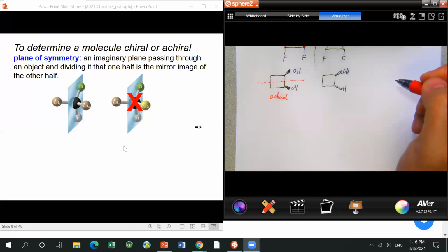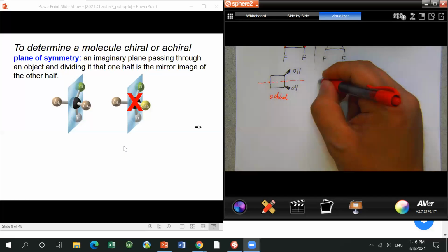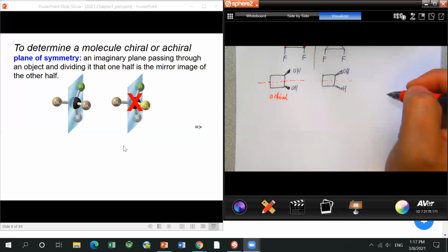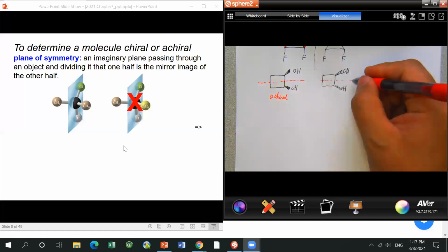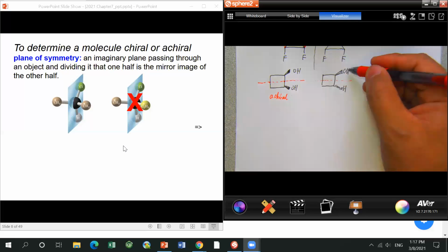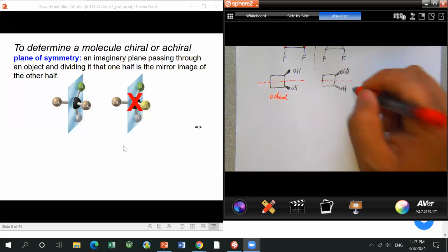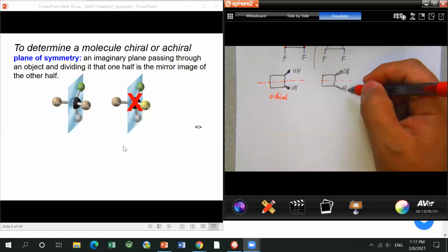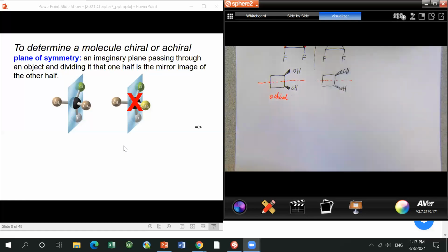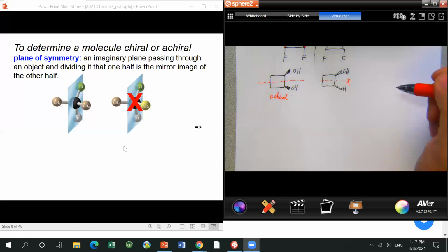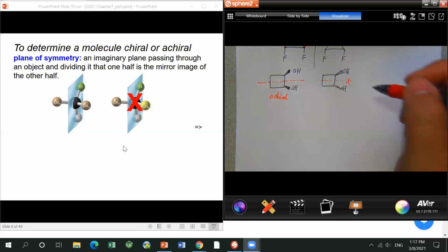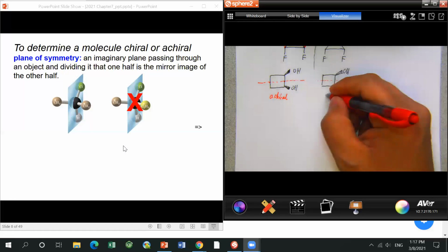But if we do the same thing for the second molecule, cutting in the middle of this molecule, this won't be a symmetry plane, because one OH is going up and one OH is going down, so they are not mirror images of each other. You can try other ways, draw the symmetry plane here or here, whatever you do, you cannot make one half a mirror image of the other half. So this molecule has no symmetry plane, and it is chiral.